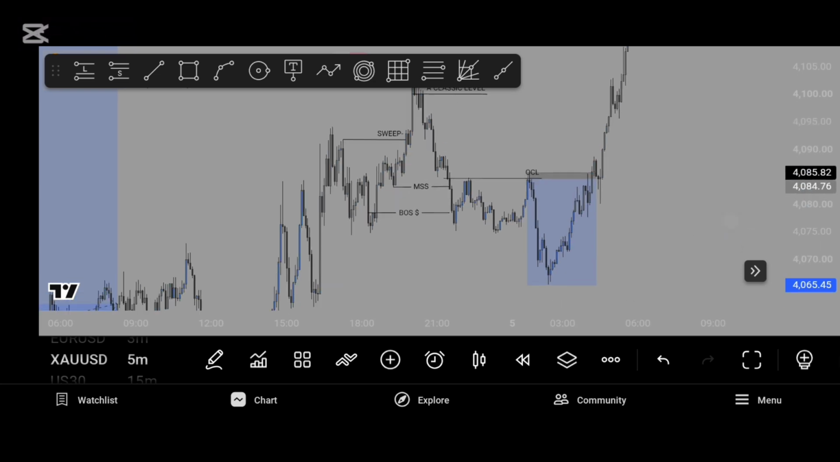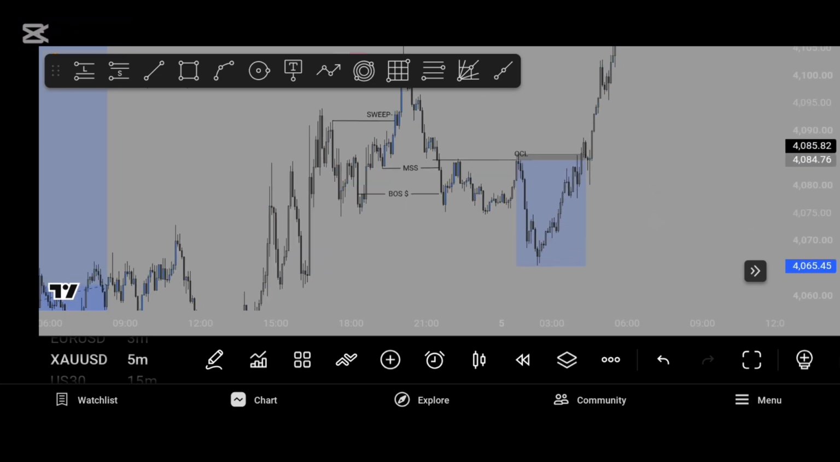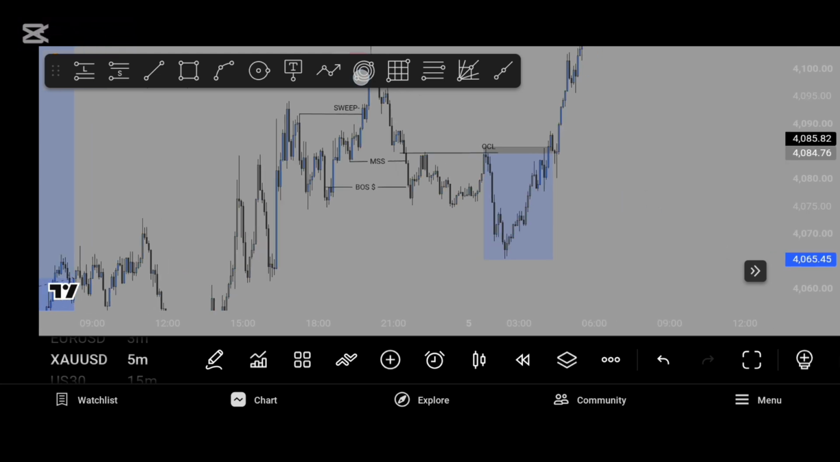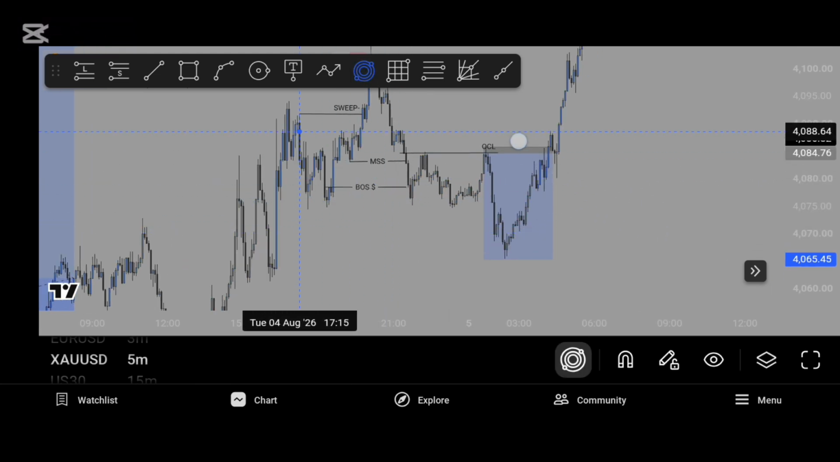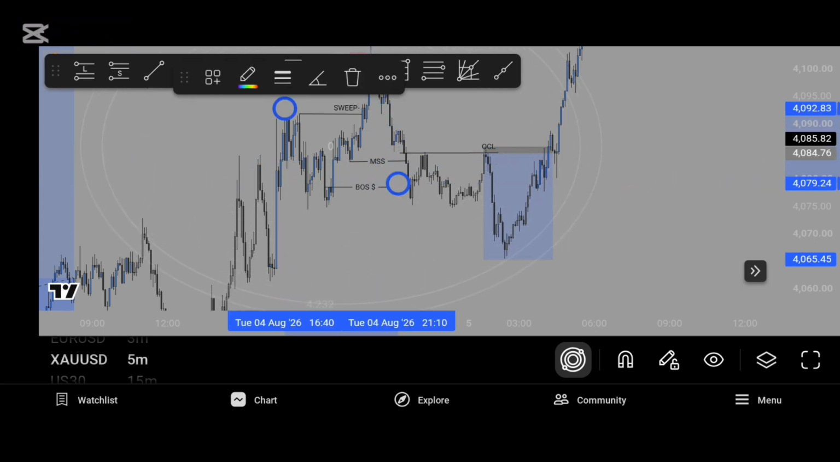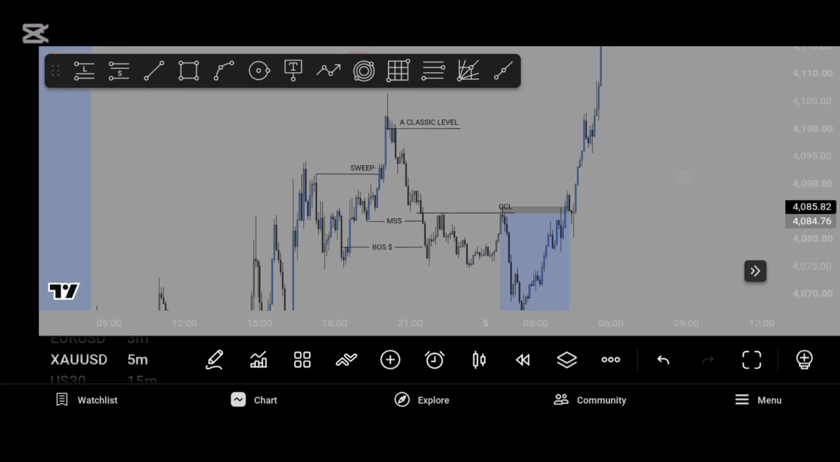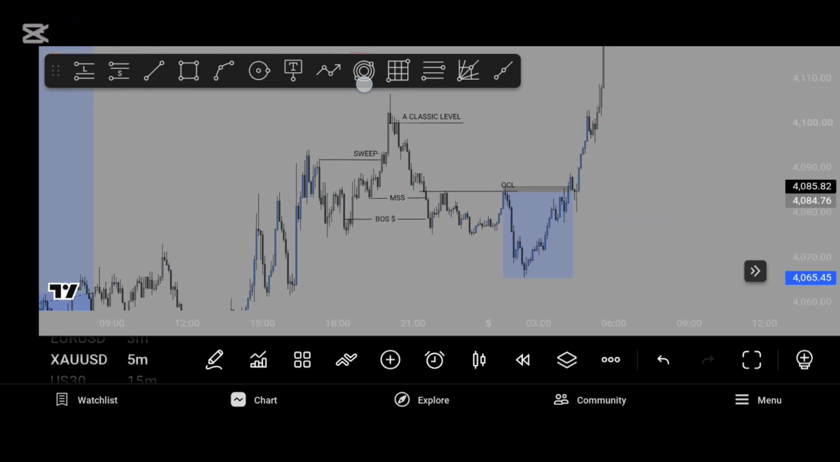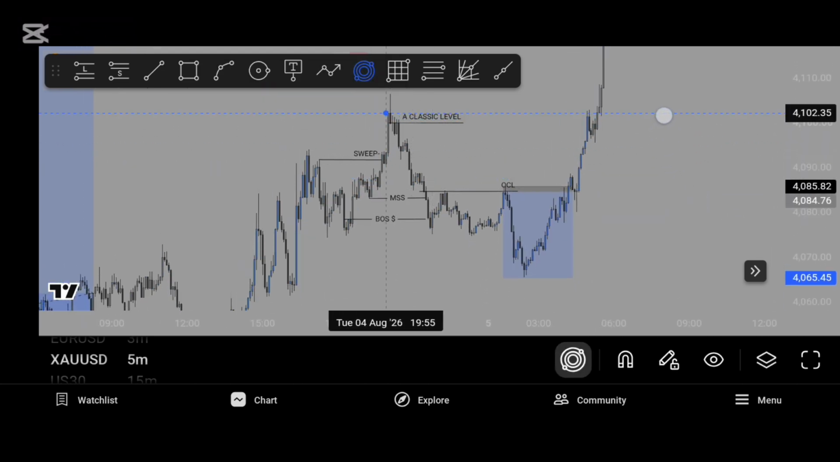Then, to make my confidence stronger, I got this Fibonacci circle, placed it on this zone, and brought it down to this level. Wait a minute. Then I brought it to this low. Let's make it somewhere big, like that.